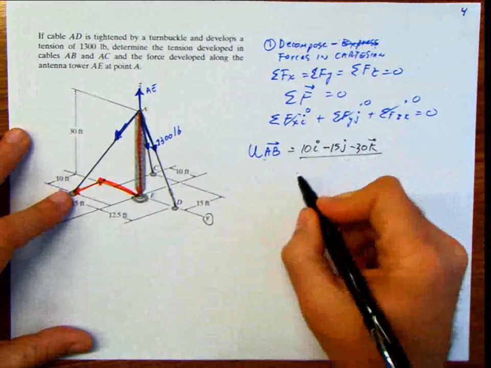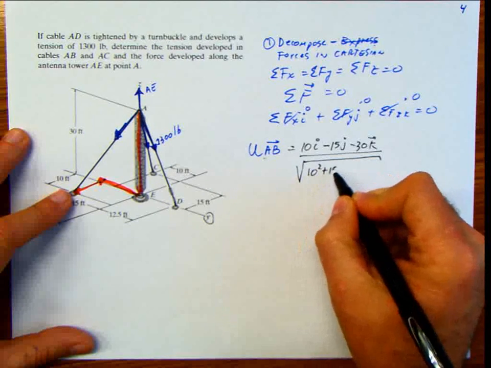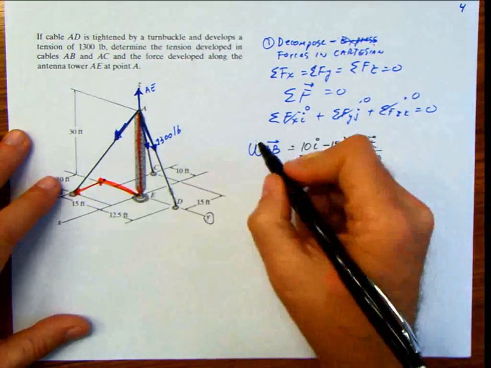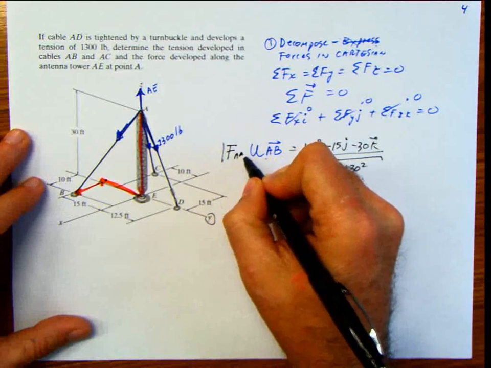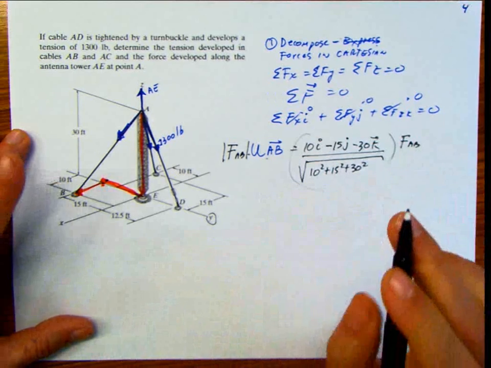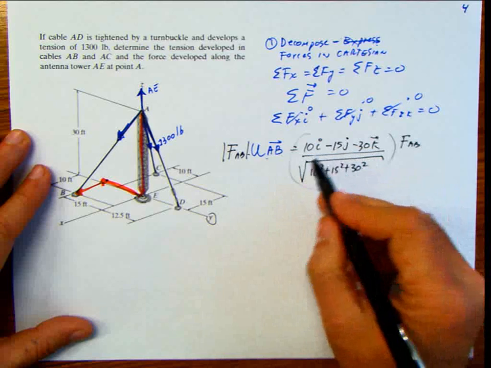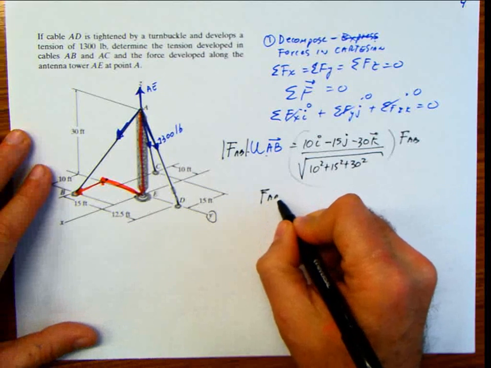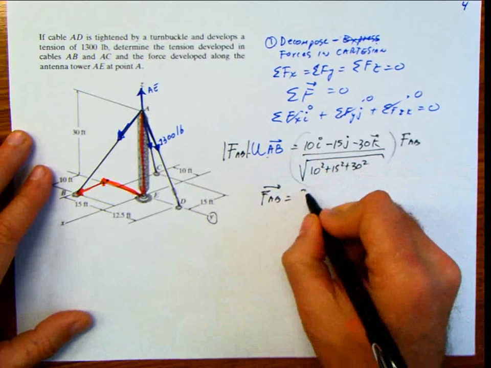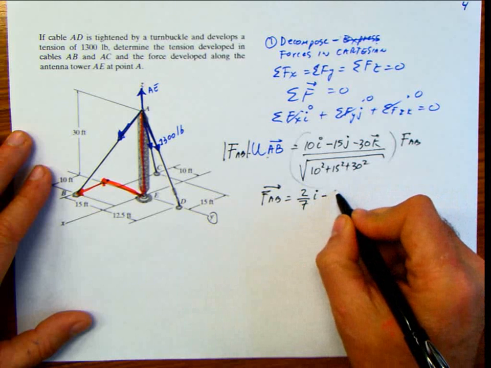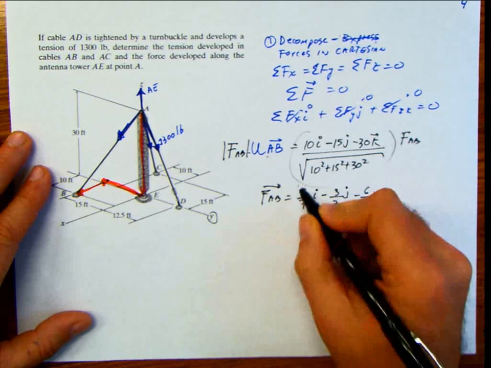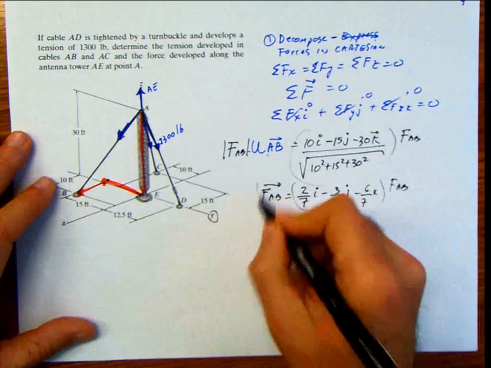So I'm going to divide this by the magnitude of AB, which is the square root of 10 squared plus 15 squared plus 30 squared. But wait a second. Are we interested in that, or in the force? No, we're interested in the force AB. Well, then I'm going to multiply the magnitude of the force AB times this. And when you solve this, it is going to be the force AB as a vector. The magnitude is 35, 10 divided by 35 is 2/7. So 2/7 i minus 3/7 j minus 6/7 k multiplied by FAB. And we have one equation.